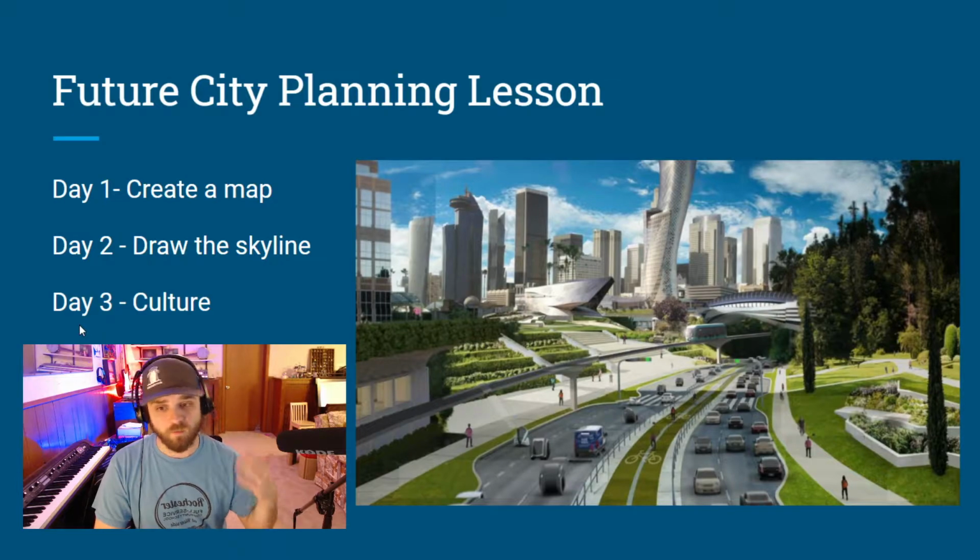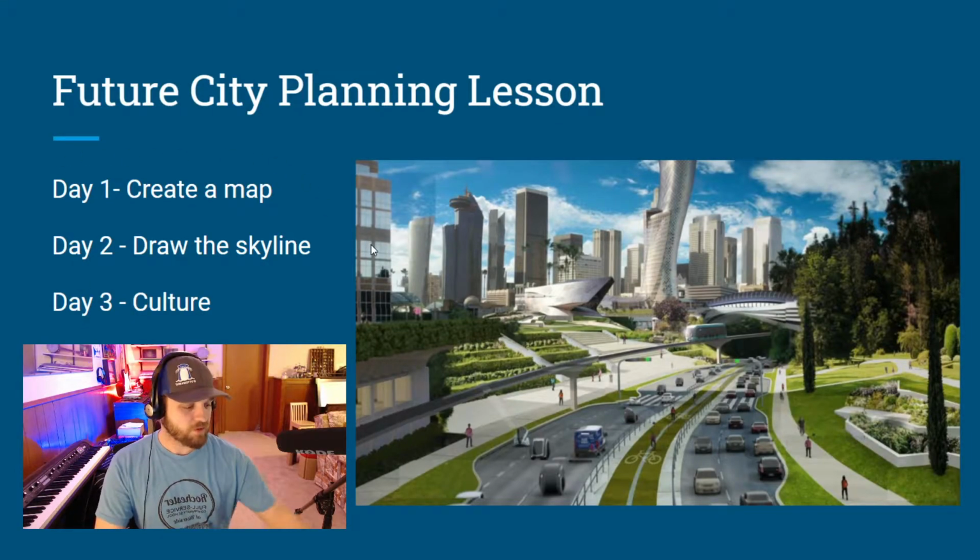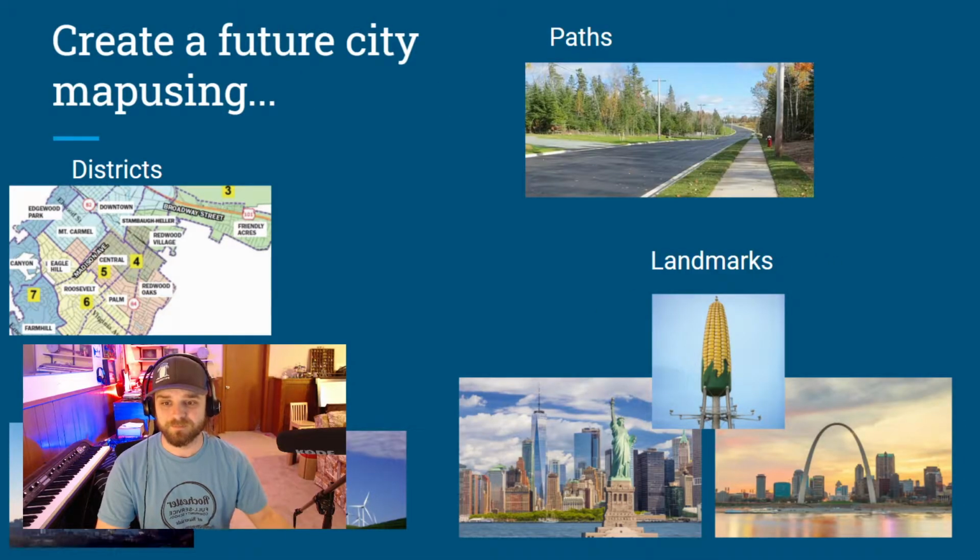We're going to be like, what do the people wear in the city? What do they eat? Those kinds of things are all things that make up the culture. So today we are creating a map, and I'm going to show you the different elements that go into mapping out and planning a city. I hope you're excited. I know I am.